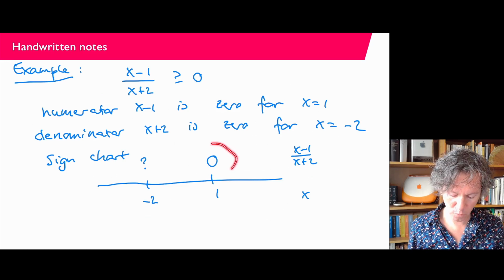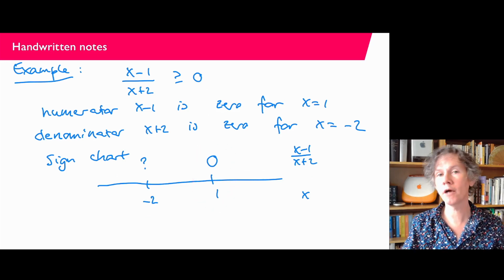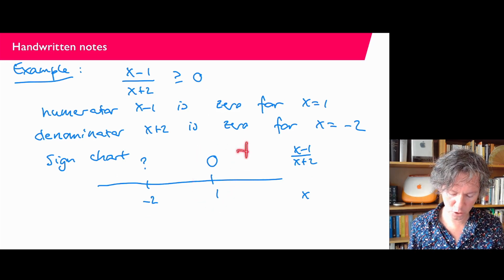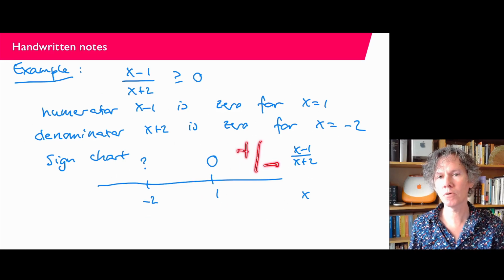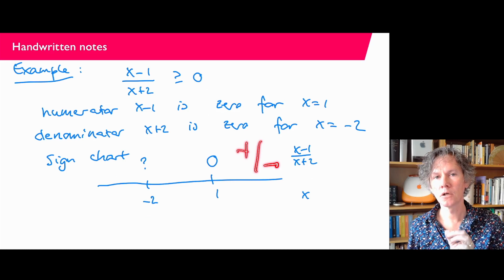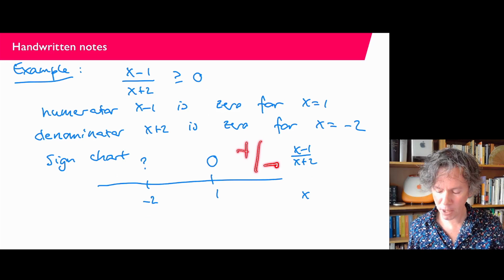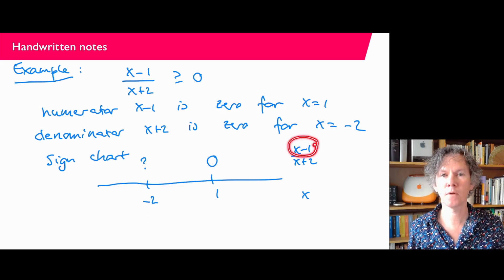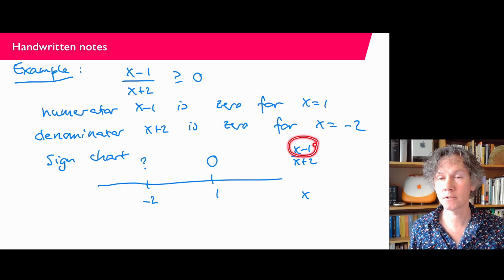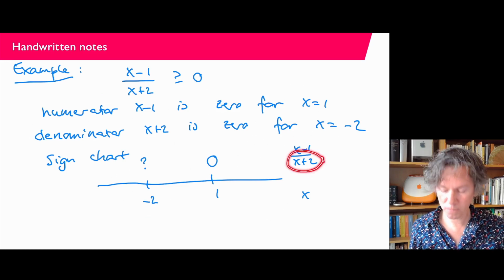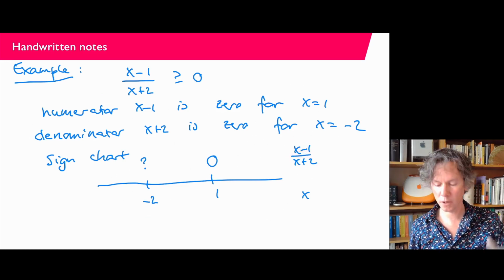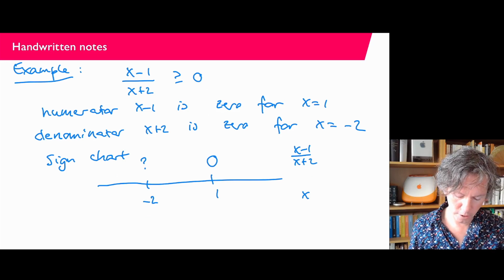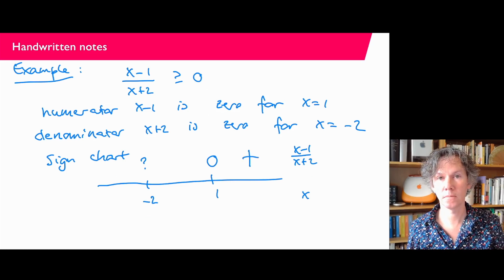So for instance, if I want to know to the right of 1, so this region here, is it going to be plus or minus? I can pick any number bigger than 1. So I'm going to pick a convenient one, which is 1000. Because if I pick 1000, I immediately see that this is positive. That's 1000 minus 1, that's 999, which is positive. This is also positive, so I get plus over plus, which means that I can write a plus sign here.